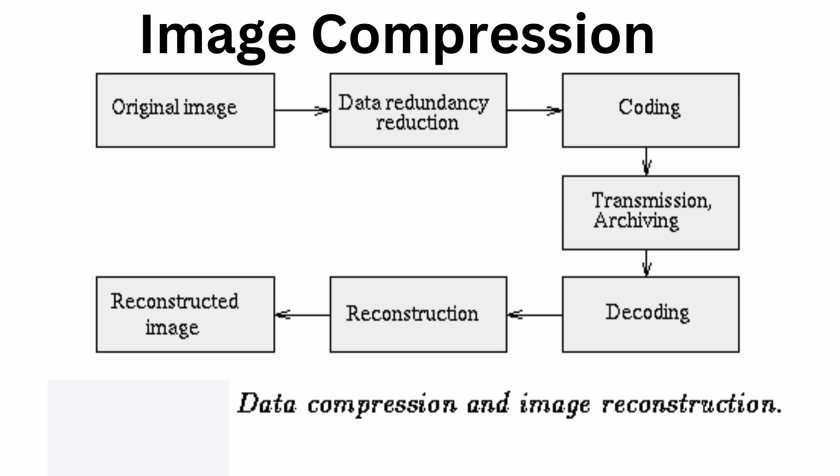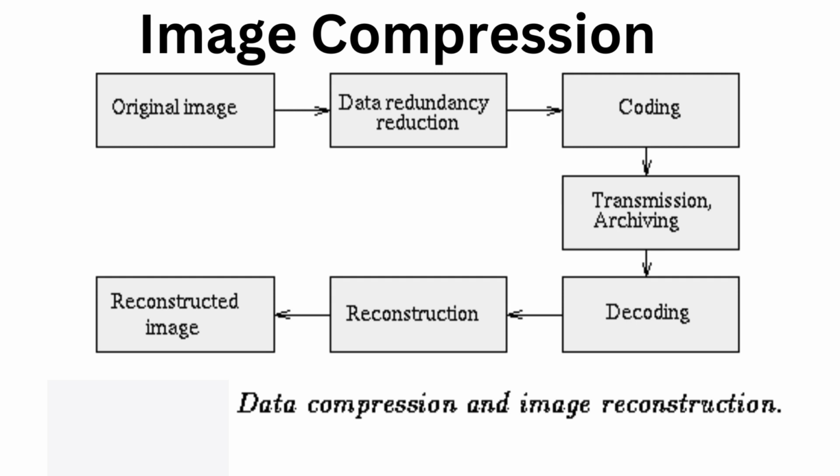So now it is time to discuss another technique called image compression in digital image processing. It refers to the process of reducing the size of a digital image file while minimizing the loss of image quality. The primary goal of image compression is to reduce the storage requirements and transmission bandwidth, making it more efficient to store, transmit, and process digital images. So there are mainly two types of image compression: lossless compression and lossy compression.